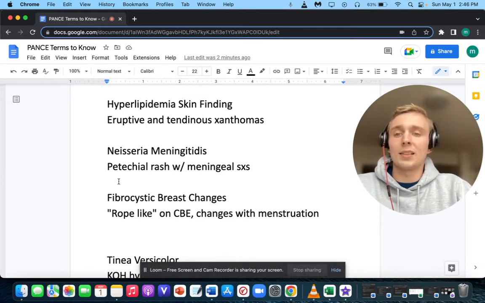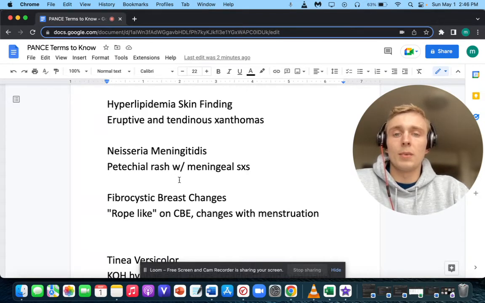How about classically, a petechial rash with meningeal symptoms? So what bug is that? Petechial rash with meningeal symptoms. You want to think of Neisseria meningitidis.